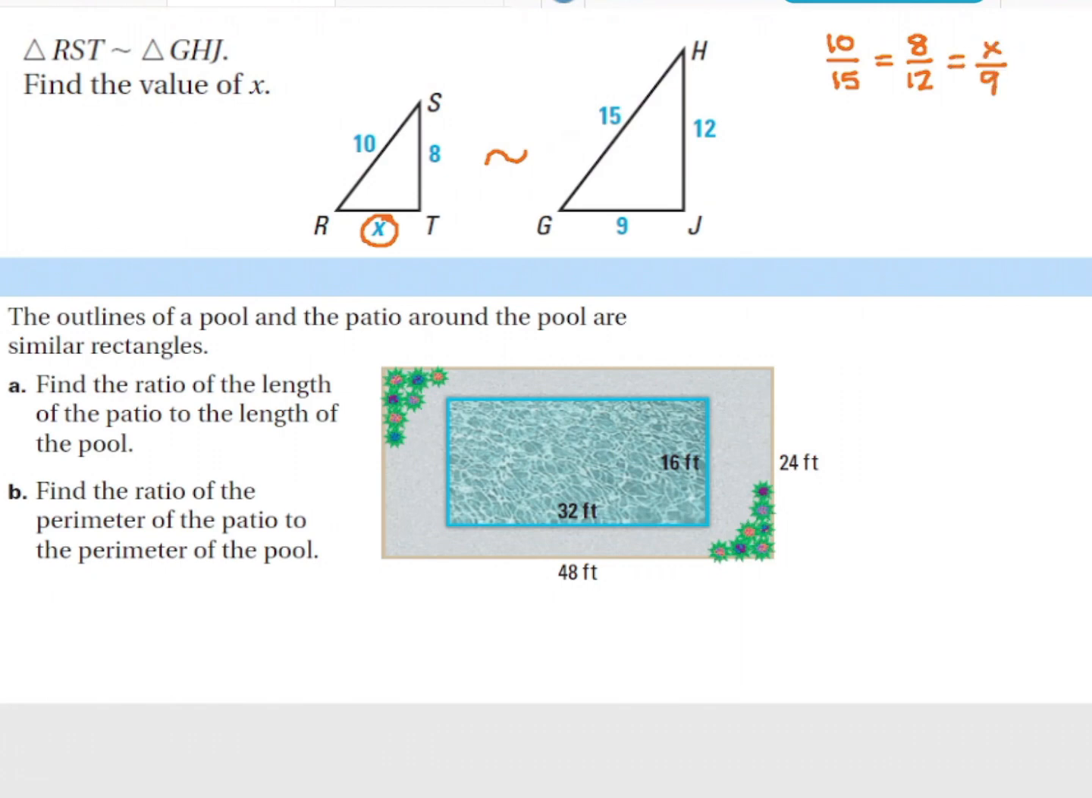Now, how do you solve for x when there's 2 equal signs? The answer is you ditch one of them. So we could either compare the 10/15ths to the x over 9 or the 8 over 12 to the x over 9.